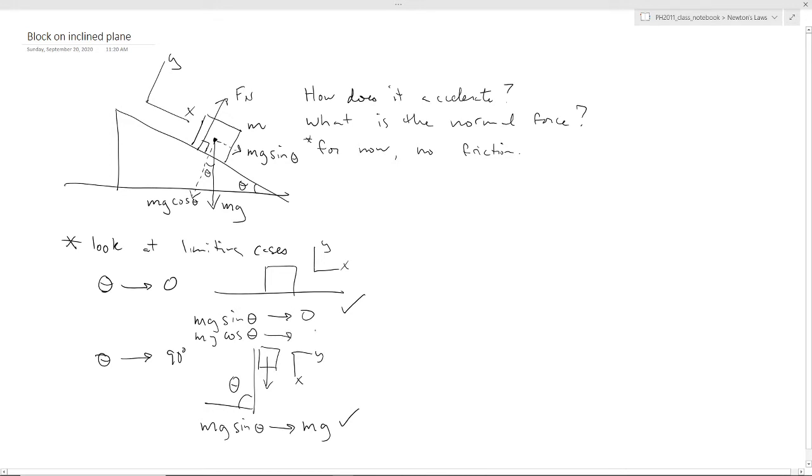G cosine theta would go to mg, and that would equal the normal force, which is what we would expect if it's just resting on the table. And in this situation, the mg cosine piece would go to 0, which is what you would expect. If it's falling, there's no longer a normal force between the block and the incline.